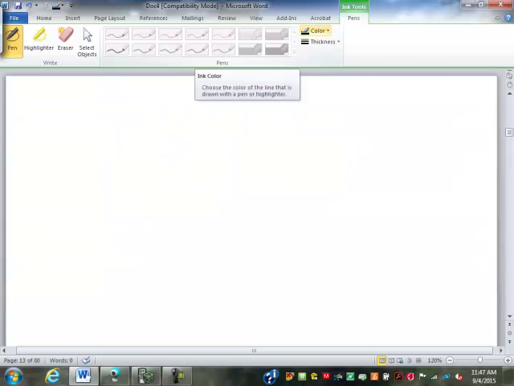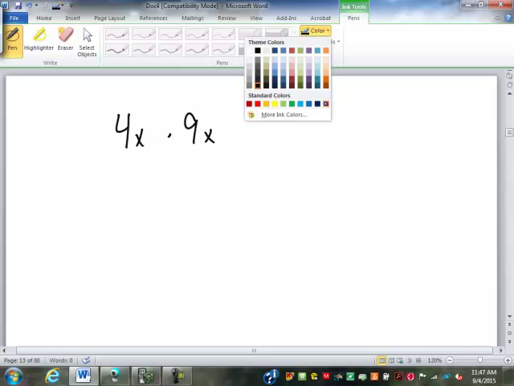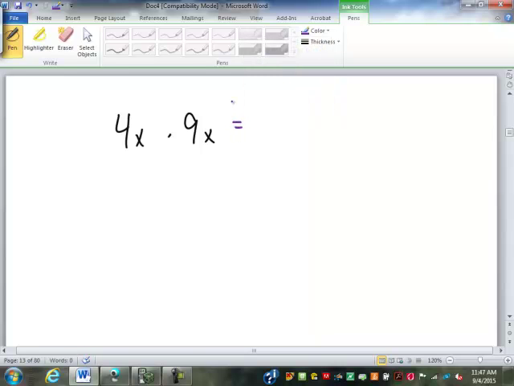When we went to multiply, however, we saw that if we had 4x times 9x, just like any other multiplication, we combine the counts. What's 4 times 9? 36. But we also combine the names. X times x is x squared, just like inches times inches became inches squared.